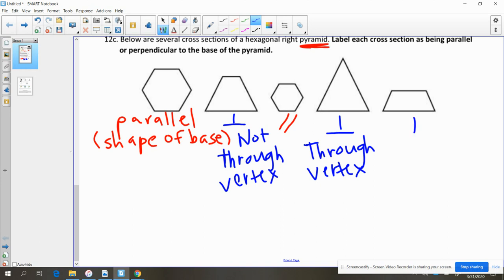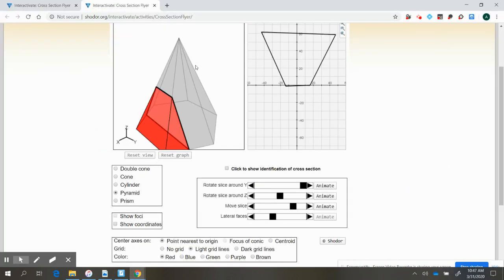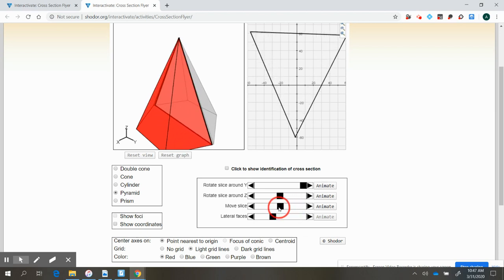And then last but not least, another trapezoid. It's perpendicular and, again, not through the vertex. And again, reminder, the vertex of our pyramids is this peak point here. You're going to have a trapezoid if you're not through the vertex, versus if you are through the vertex, you'll see that triangular shape.